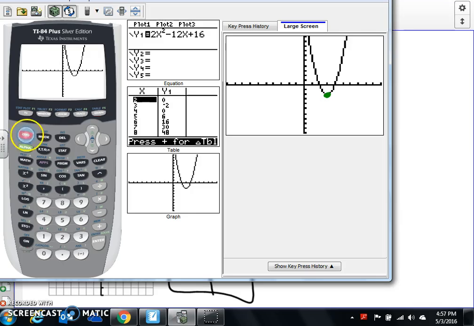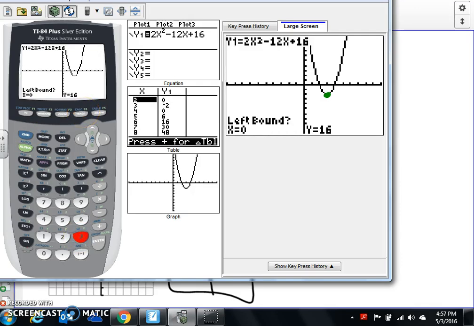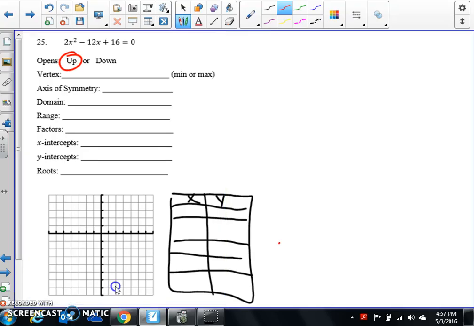Just to make sure, second calc, it's smiling, so it's Little Miss Minnie. Go to the left, enter, go to the right, enter, enter. And sure enough, that is 3, -2. So that's the middle number, 3, -2. And then I'm going to go ahead and say that's my vertex, so 3, -2.